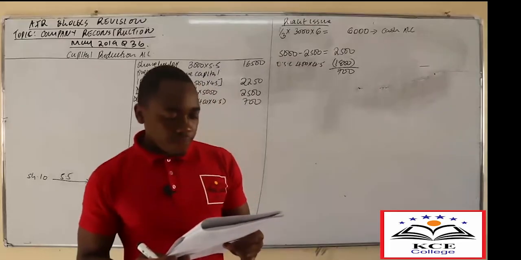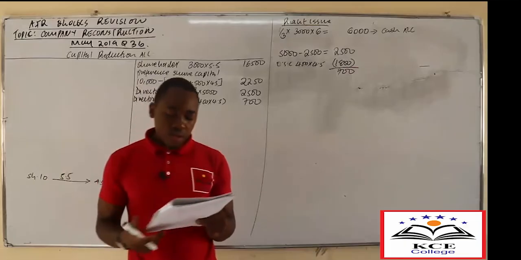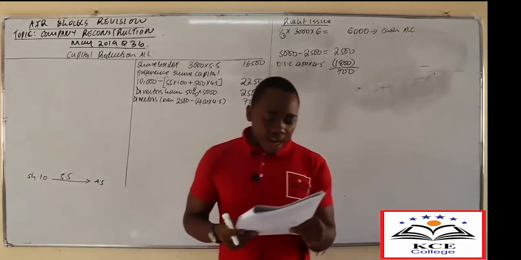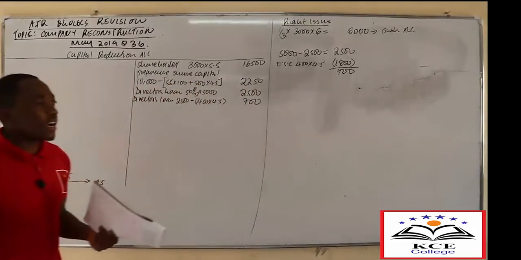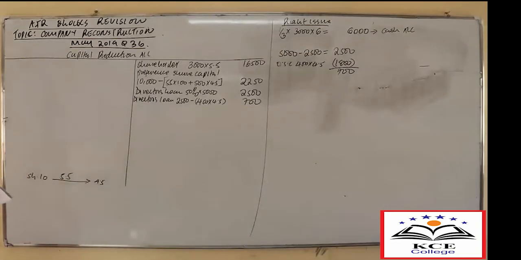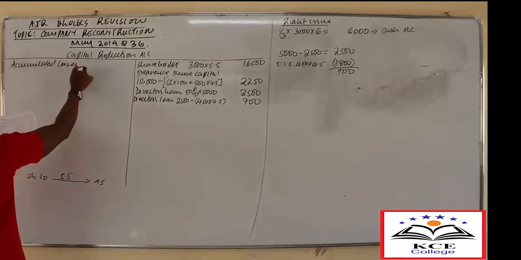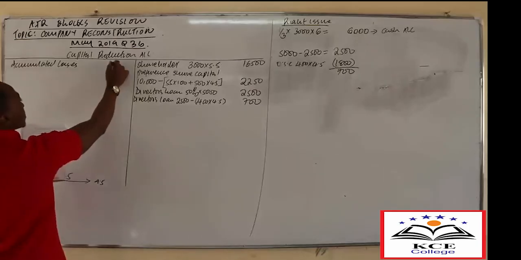Number 5. The bank overdraft is to be repaid in full. So that one will affect the cash account. Number 6, all intangible assets and accumulated losses are to be eliminated. How do we eliminate an asset written off? In short, it's what we call revaluation loss, or the asset's value was scrapped. So in this case, you debit. You bring the accumulated losses. How much was accumulated losses? It was 2,000.